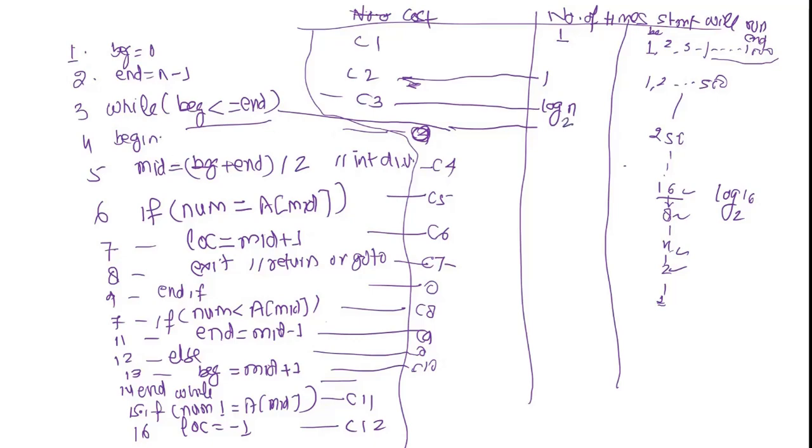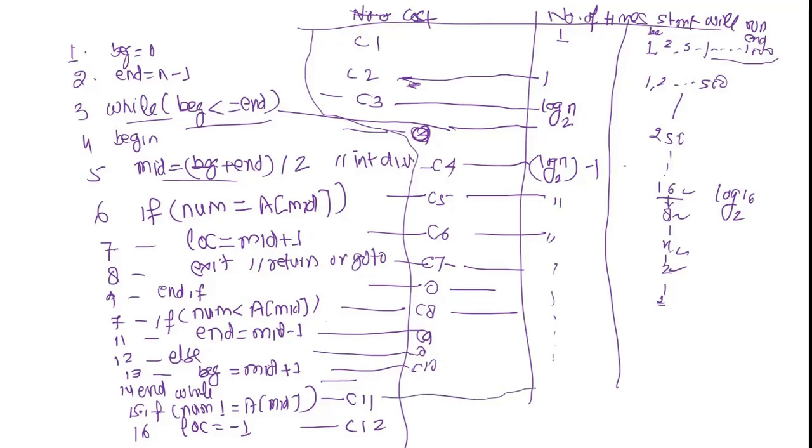And we know that the statement inside the loop always runs one less than the number of times the loop is running. So it will run log n base 2 minus 1. This statement will also run the same number of times, because all these statements are inside the loop. Similarly, the last statement will run one time. So what we have to do now is write the complexity expression for this.